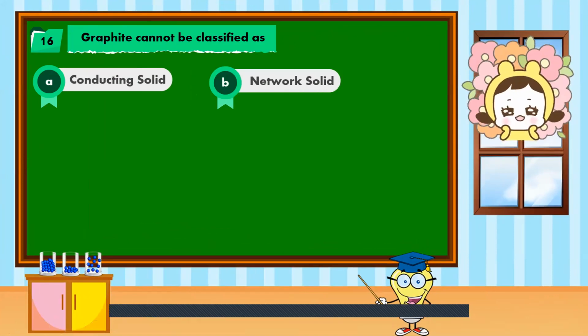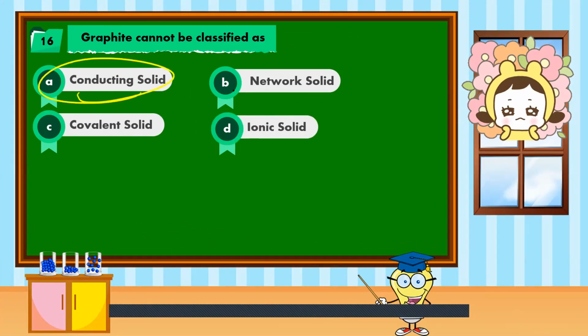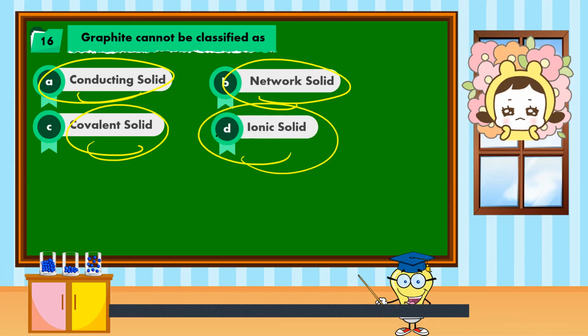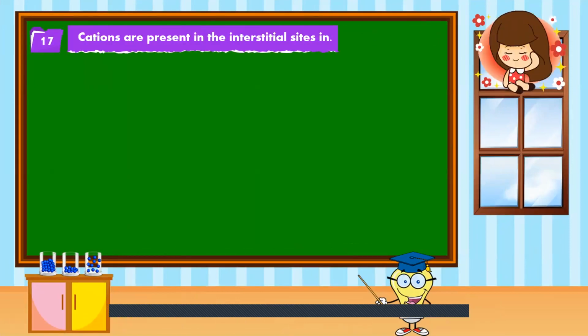Graphite cannot be classified as what? Graphite is a good conductor. Graphite is a covalent solid. Graphite is a network solid. Graphite is not an ionic solid. So graphite cannot be classified as an ionic solid. We can't break graphite into ions.